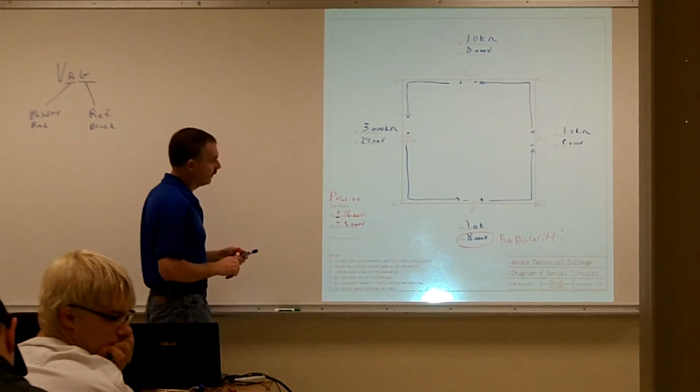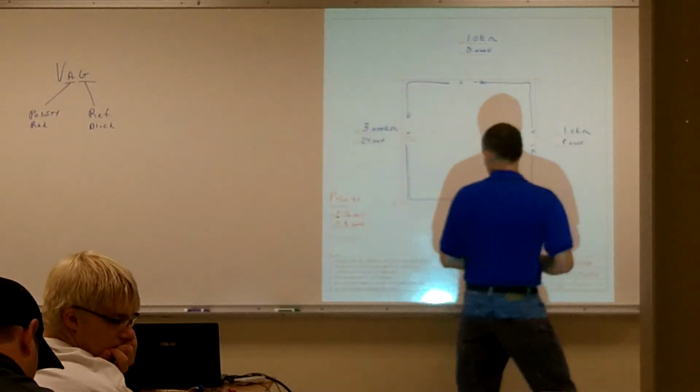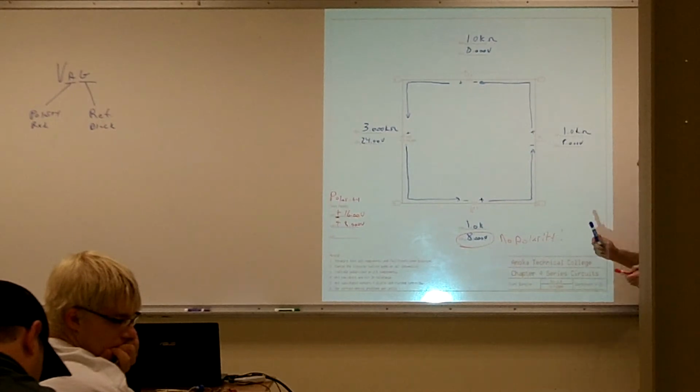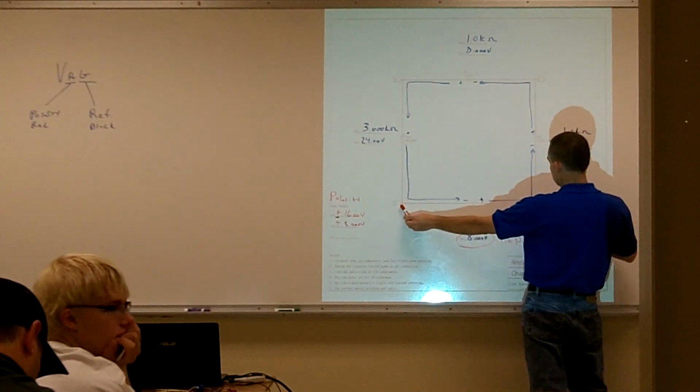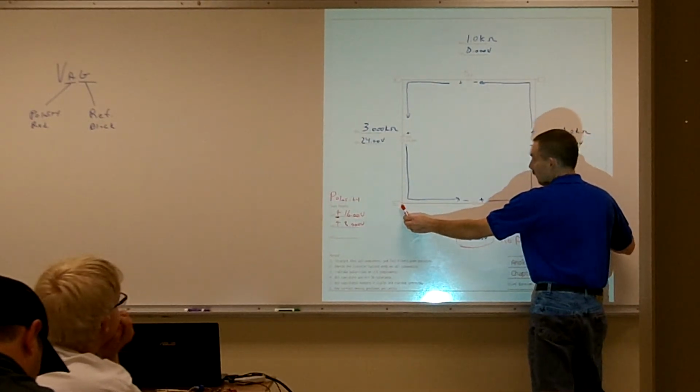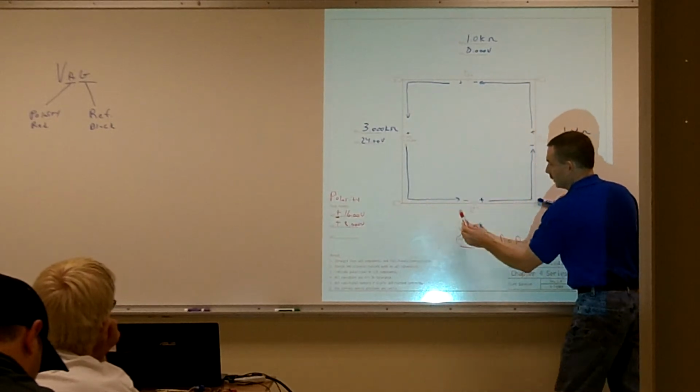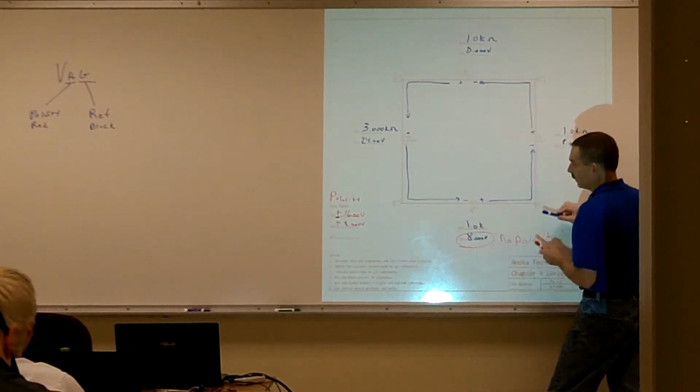And then VCG, my red lead goes where? On the C. On the C, black lead goes where? On the ground. And then what am I going to get for voltage? Negative 8 volts.